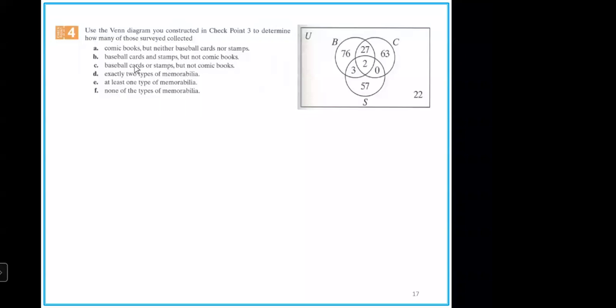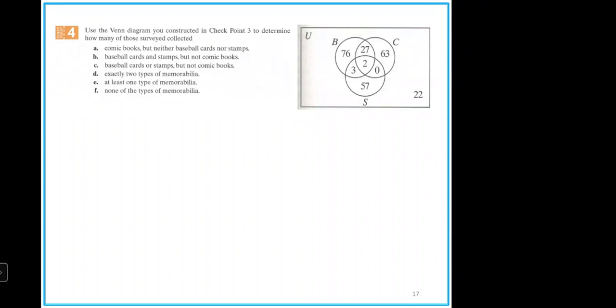Okay, so let's look at these questions. I'll call on Miss Nairn for A and B. So for A it is 63. Mm-hmm. So for B, I had a question.